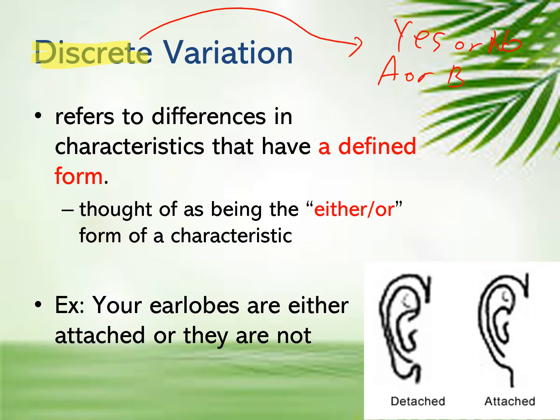Discrete variation refers to differences in characteristics that have some kind of definite, defined form. So either you have it or you don't have it. We talked about that before in our survey. Do you have detached earlobe or attached earlobe? Or also, thumb, can you make it straight or can you bend it? Or what else? Do you have widow's peak or not? Something like that.